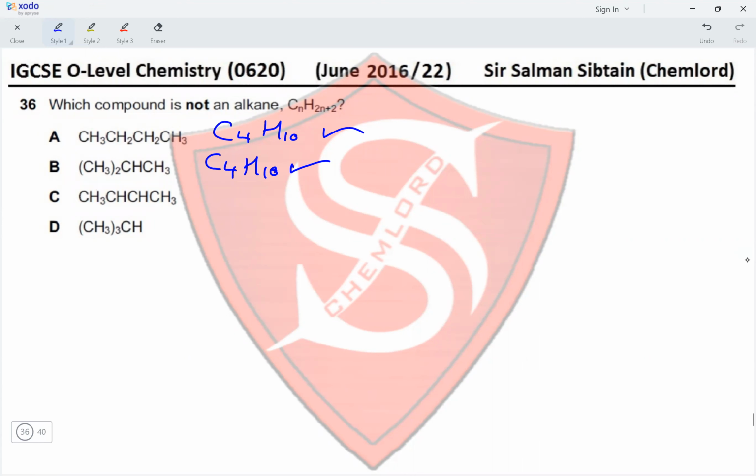C is C4H8. 4 twos are 8, so this is not an alkane, since an alkane would need 10 hydrogens. And the last one is C4, with H being 3 threes are 9 plus 1, 10, so C4H10. So A, B, and D are alkanes, and C is not an alkane. In fact, it is an alkene, making option C the correct option for this question.